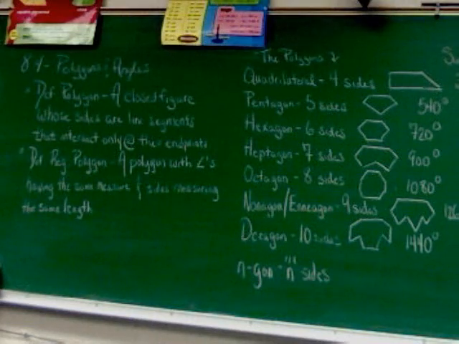All right, again, polygon, a closed figure whose sides are line segments that intersect only at their endpoints. Regular polygon, a polygon with angles having the same measure and sides measuring the same length.